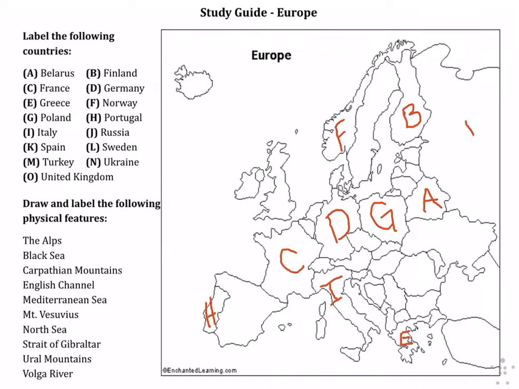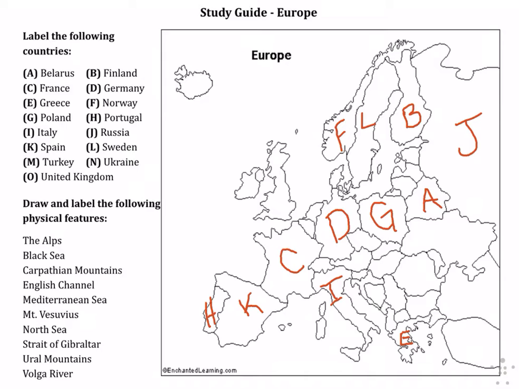Next, Russia. Russia is bicontinental or transcontinental. So J for Russia. It's toward the most eastern part of Europe. Spain is right beside Portugal. I'm going to put a K. It's toward the southwest part of Europe. And then we have Sweden. Sweden's in between Norway and Finland. So I'm going to put an L for Sweden.